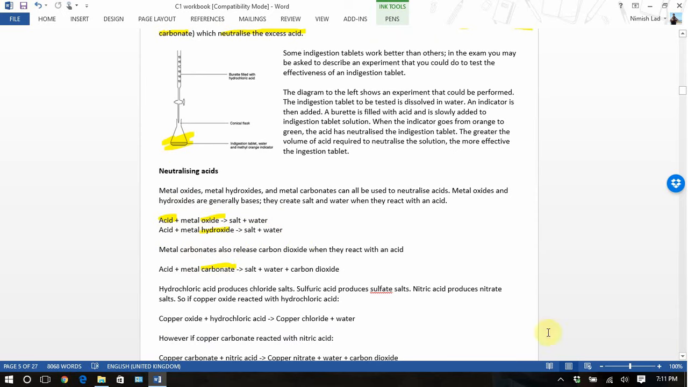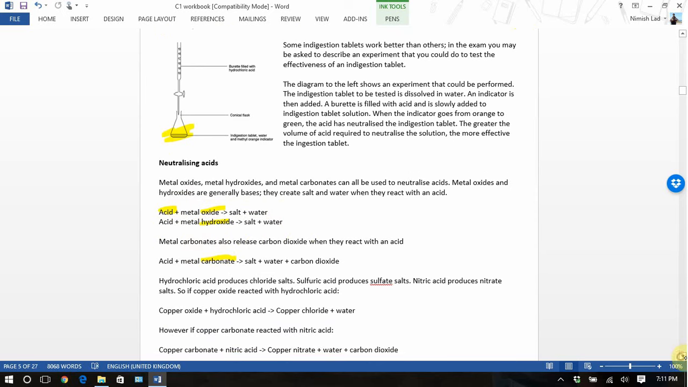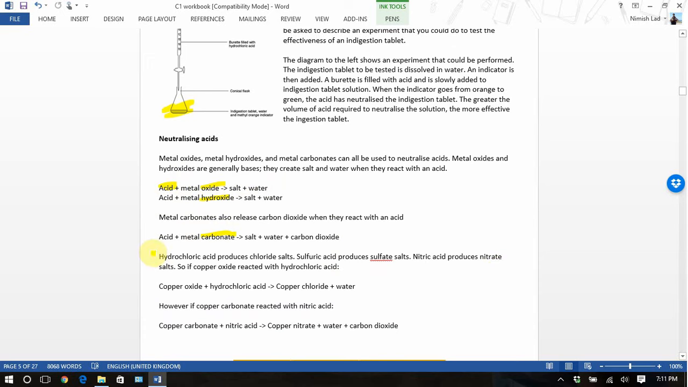So there's three types of acids that these reactions could actually involve. So hydrochloric acid makes chlorides, sulfuric acid makes sulfates, and nitric acid makes nitrates. So if I had copper oxide and hydrochloric acid, I'd get copper chloride, because chloride is a salt from hydrochloric acids, and end up with water, because water is always made.